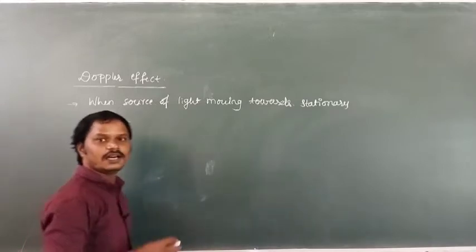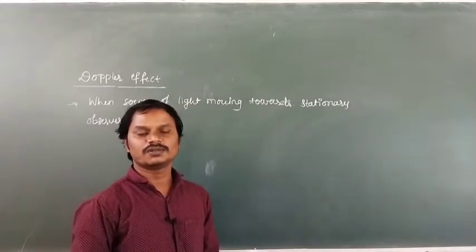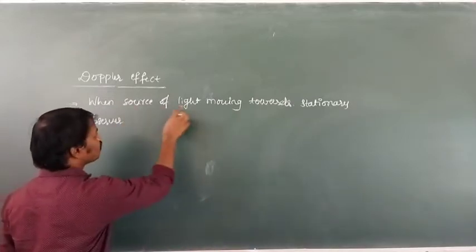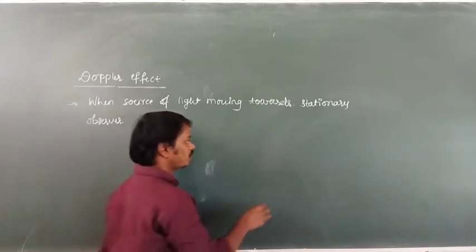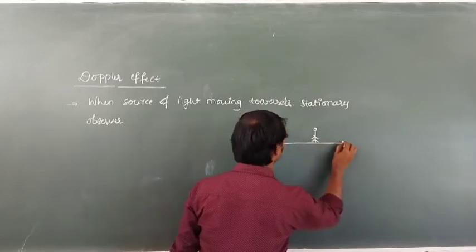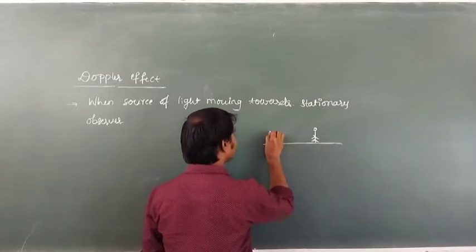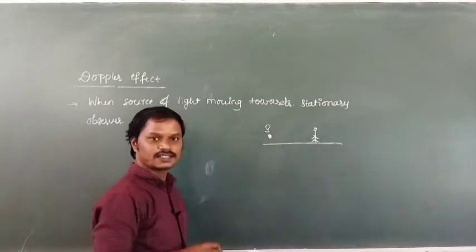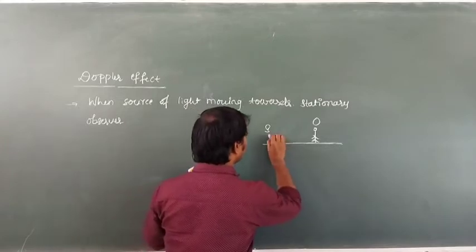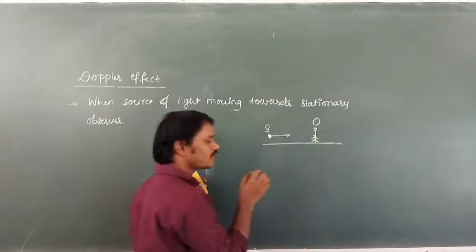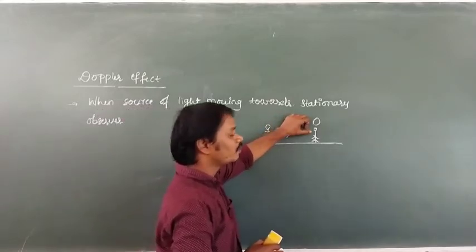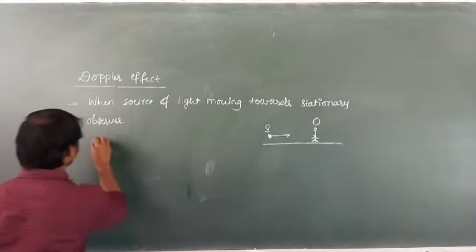Then the apparent wavelength observed by the observer. What is the apparent wavelength observed by the observer? Here the source of light is moving towards the stationary observer. Let us consider he is the observer and this is the source of light. So source of light can be taken as S and the observer can be taken as O. When the source of light moves towards the stationary observer, what is the apparent wavelength observed by the observer?